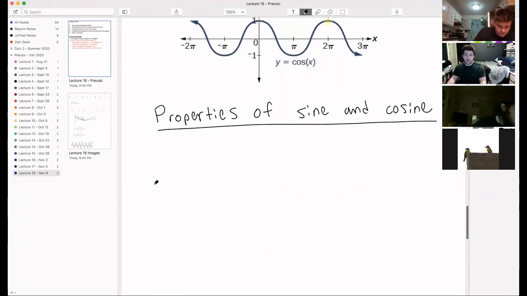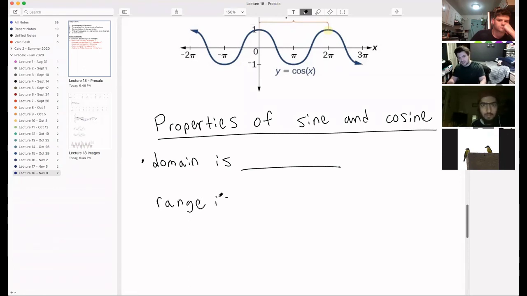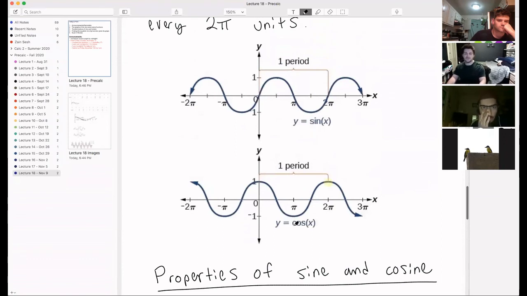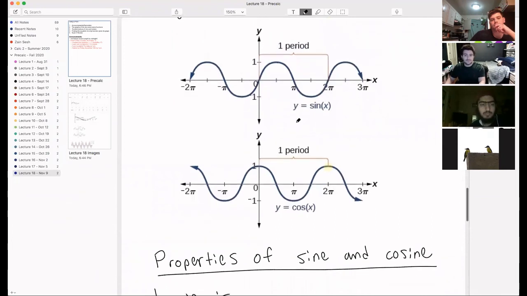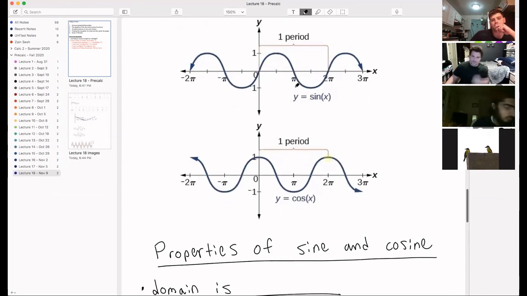Okay, so they actually both have the same domain and same range. So would someone maybe like to give it a guess? So domain is what? And range is what? So can we look at these graphs of sine and cosine and determine domain and range? I'm going to guess that domain is negative infinity to positive infinity, and range is -1 to +1. Excellent. That is 100% correct.